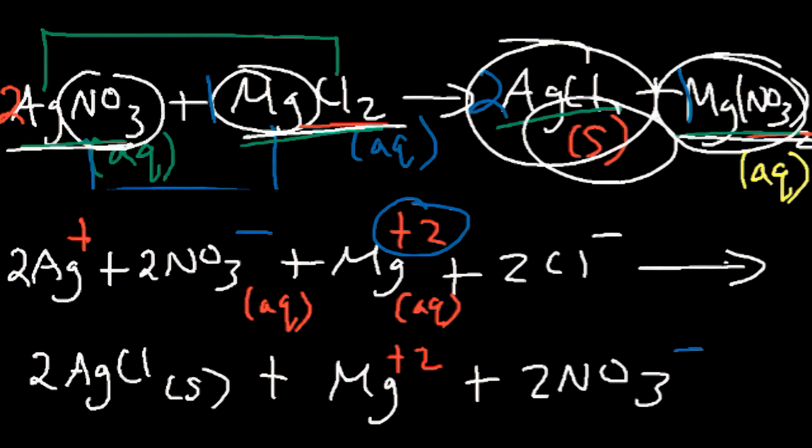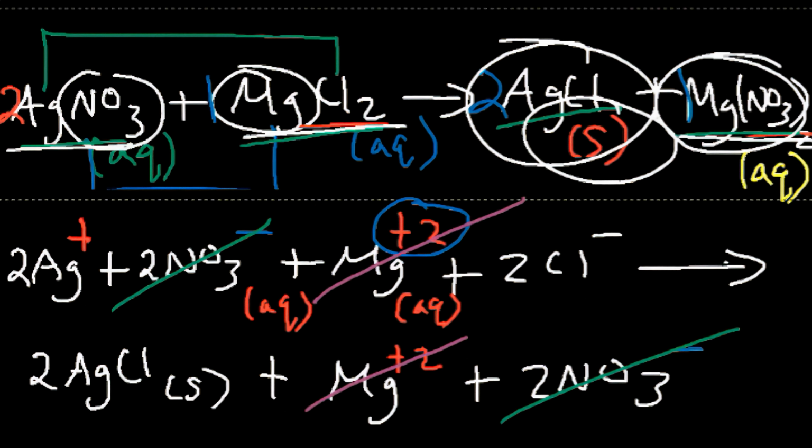Now, this is the total ionic equation. Our next step is to eliminate the spectator ions. The spectator ions are those that do not participate in the reaction. They just spectate, they watch. So, in the reaction, they look exactly the same. The nitrate ions are spectator ions. We can cancel them out. And magnesium is a spectator ion.